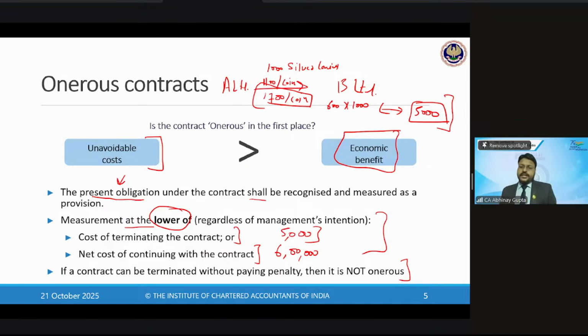Because there are no penalties involved. So suppose the penalty is 0, then what would happen? Whichever is lower, again, 0 is the lower, so no provision is required.